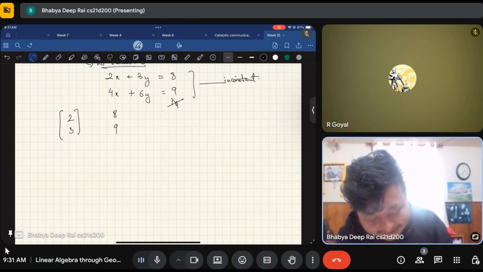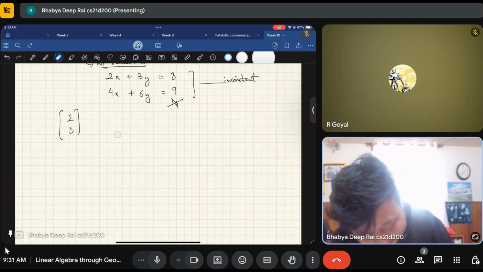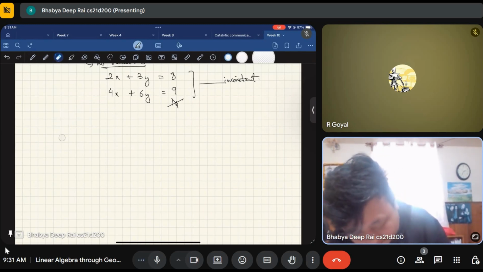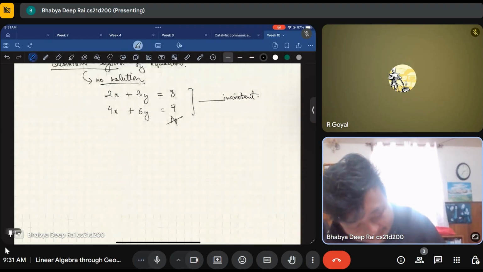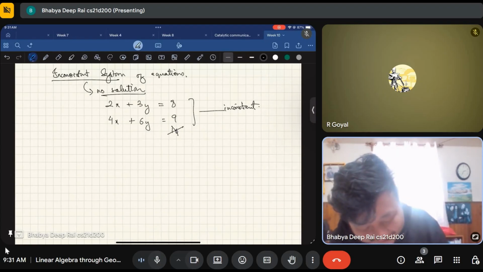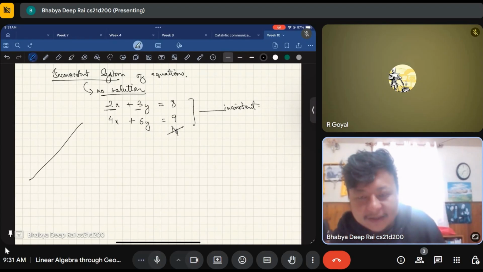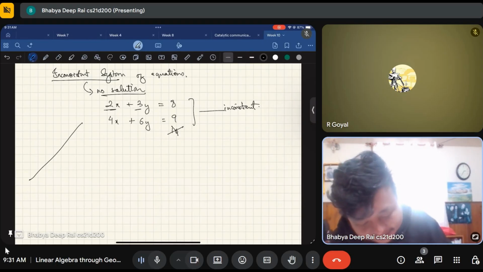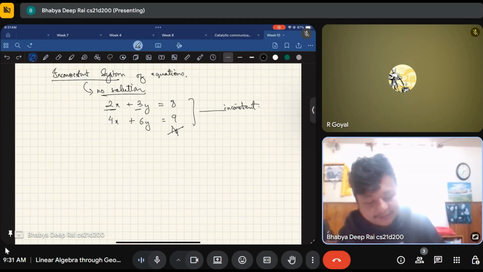Now what you are saying is that for this to happen, I look at what is spanned by this 2, 3, and then I have a line. It is not possible to actually go to 8, 9, because 4x plus 6y does not go there. And that is a linear equation interpretation.